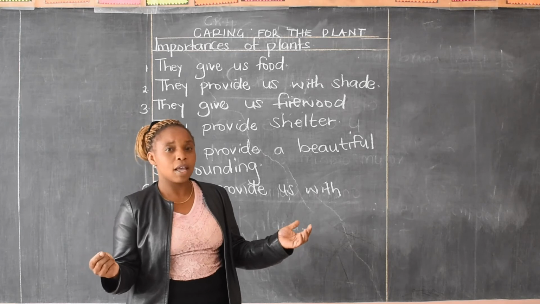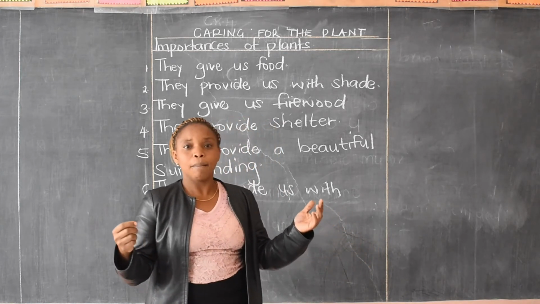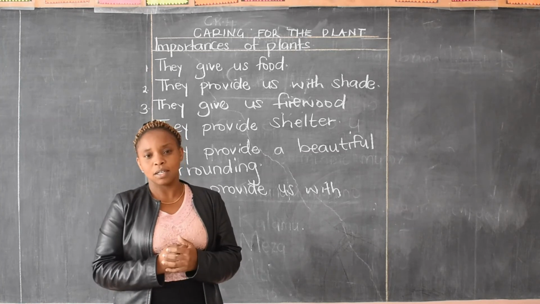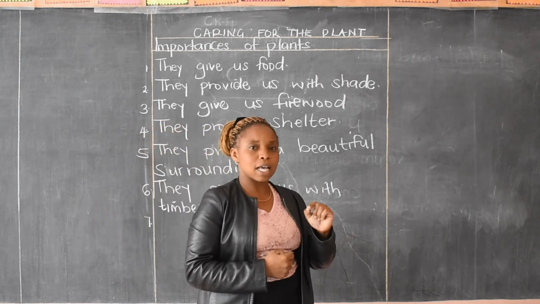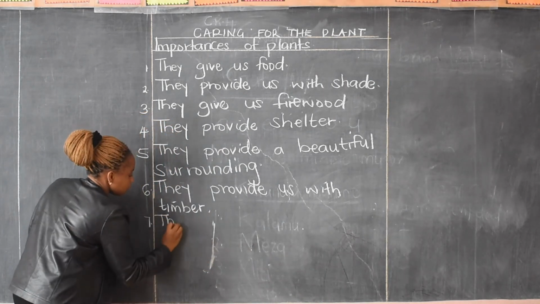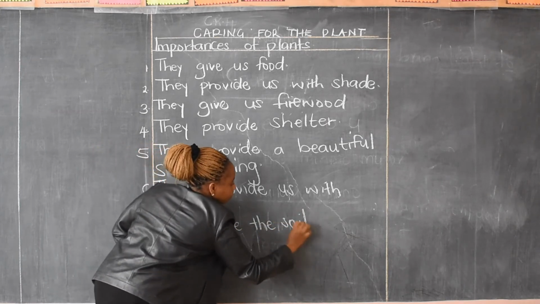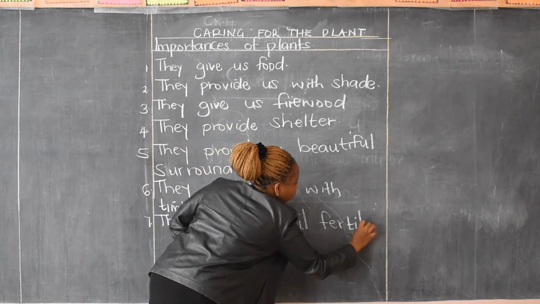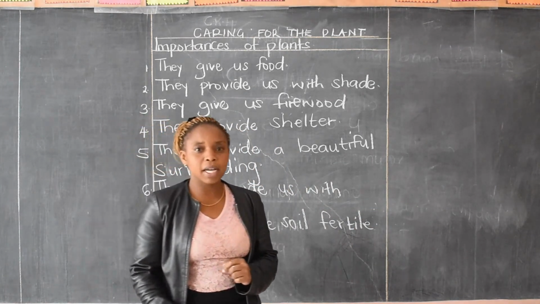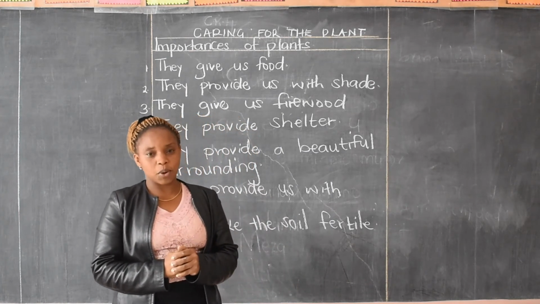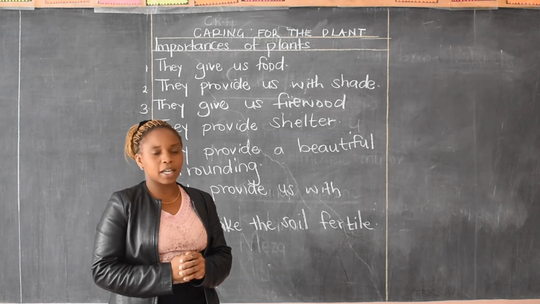And what do we get when we have fertile soil? We have a lot of yields. If you are a farmer and you had planted maize, you're going to have a lot of yields. When you sell them, you're going to get a lot of money. So what does that tell us? That plants are of importance to us. They make the soil fertile. That's a wonderful point. I told you environmental is the best subject. You can't do without it.